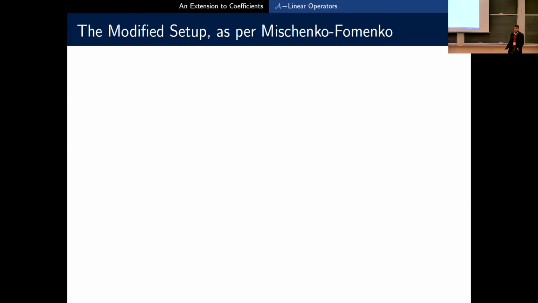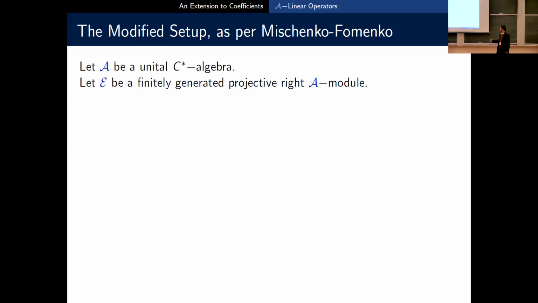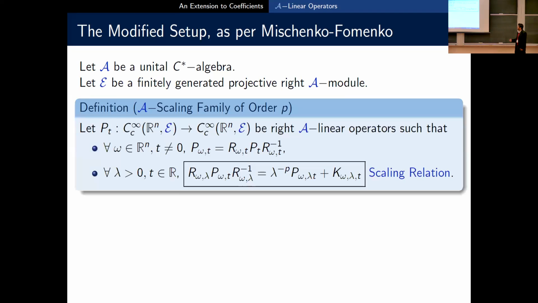Okay, so what is my setup? My setup is I'm considering a unital C star algebra A, and a finitely generated projective right A module, and I'm considering the exact same definition, but my functions are now E-valued, or this projective module valued functions, and my operators are now right A-linear operators. Everything remains exactly the same.